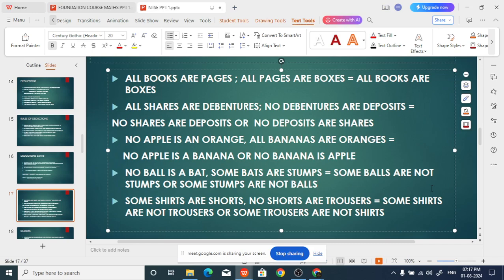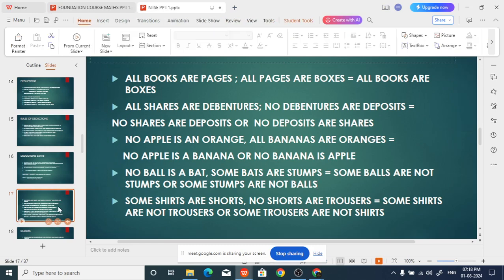Can you try? Some shirts are not trousers. Or another answer could be some trousers are not shirts. That is also a correct answer. Okay. I think this much deductions.